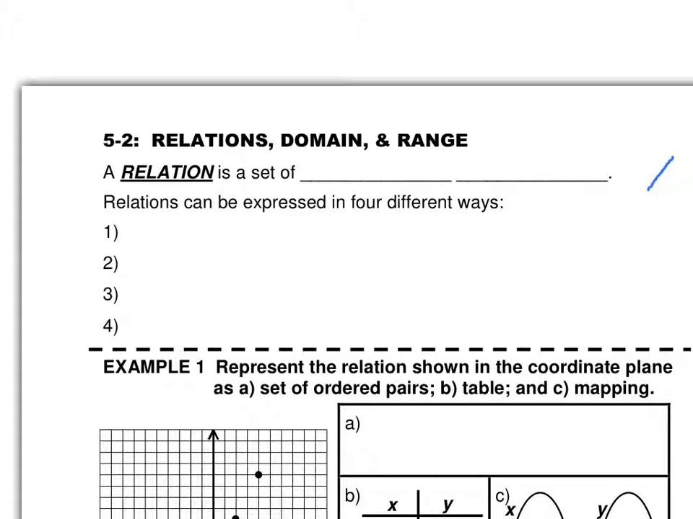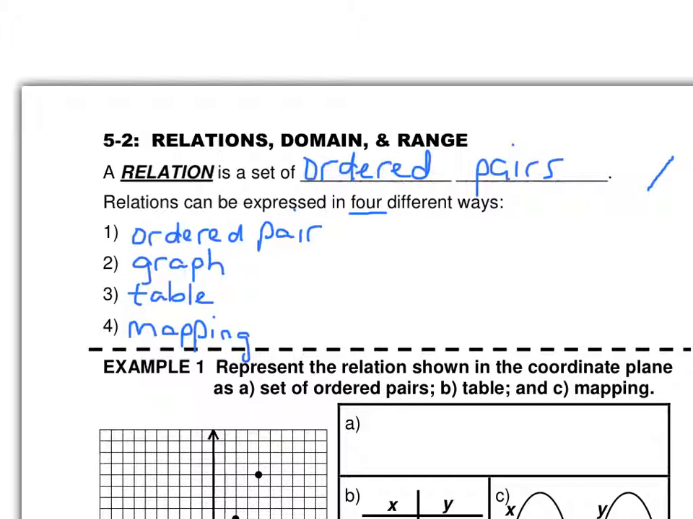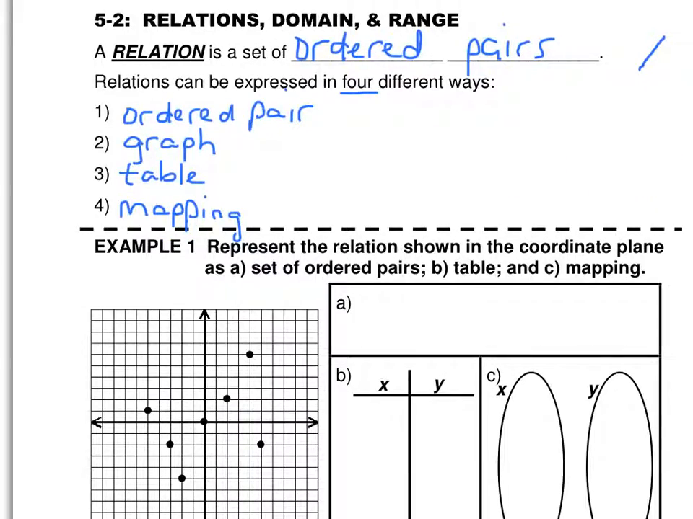A relation is a set of ordered pairs. Write that down. A relation is a set of ordered pairs. Two numbers that relate to each other. Relations can be expressed in 4 different ways: as an ordered pair, also as a graph, as a table, and with mapping, and we'll show you what those are. So be sure to write those 4 down.